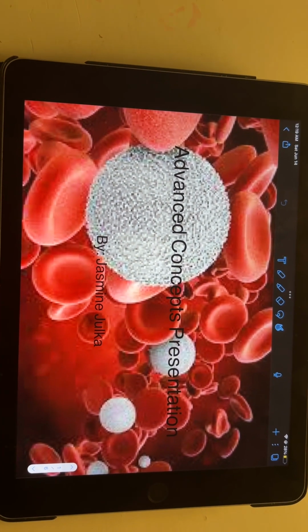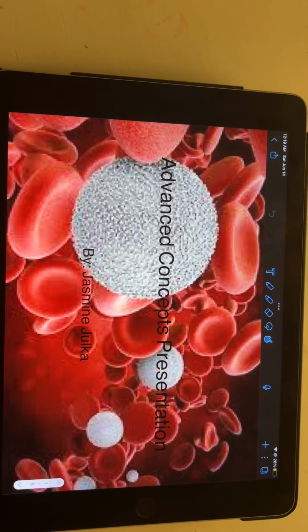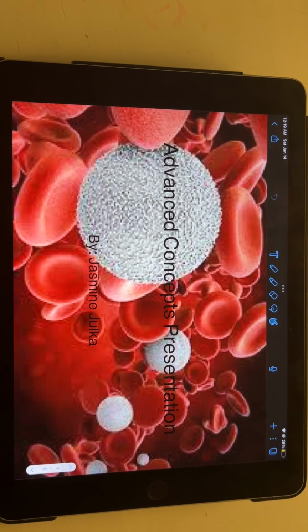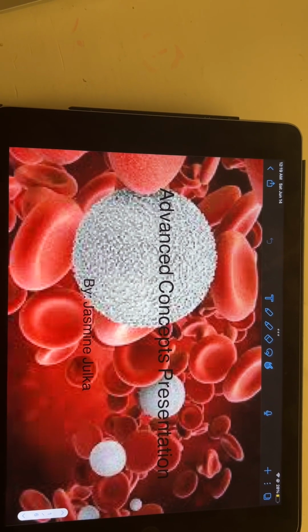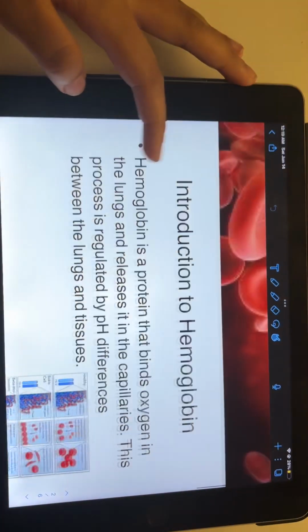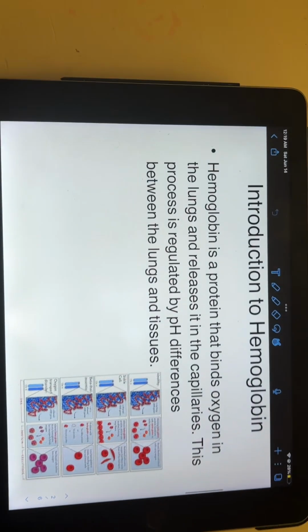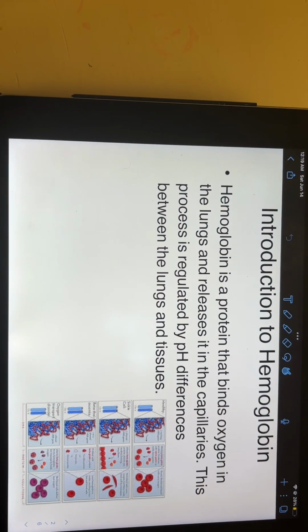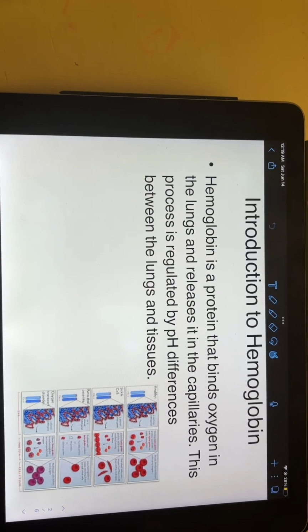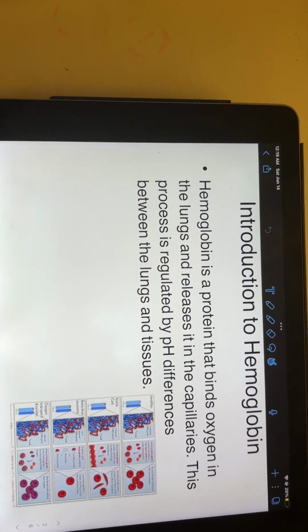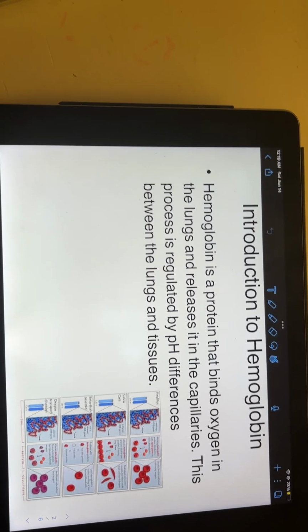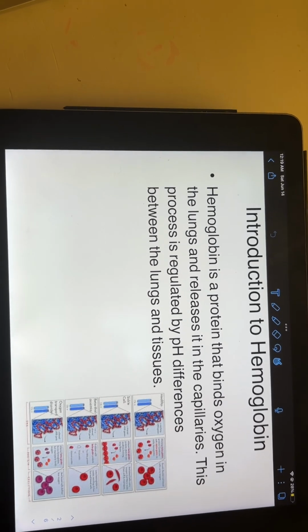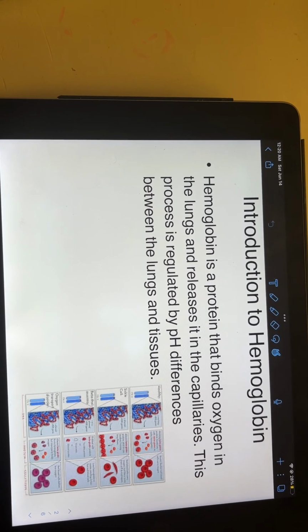Hi everyone, so today I'll be walking you through the fascinating process of how oxygen binds to heme, the structural changes that occur in hemoglobin as a result, and how this interaction changes between the lungs and capillaries. And I'll also explain how carbon dioxide influences the blood pH and why this matters for oxygen delivery, or the concept known as the Bohr effect. So let's begin with hemoglobin.